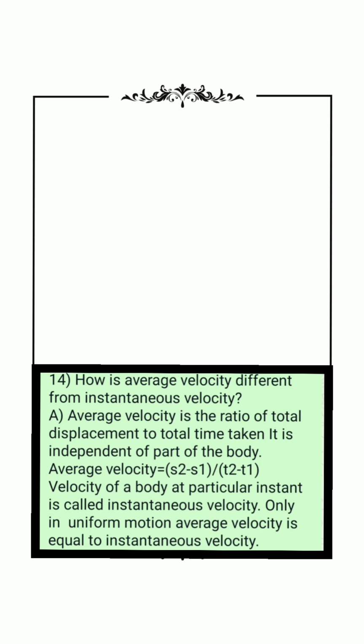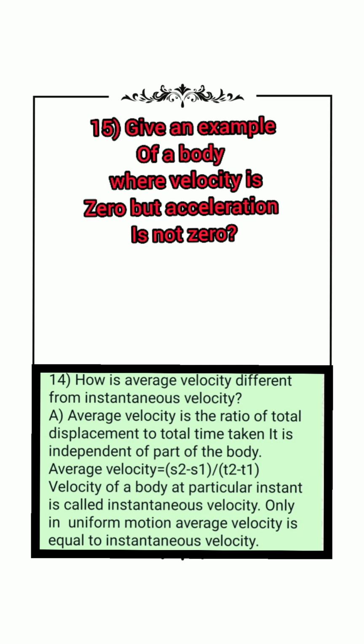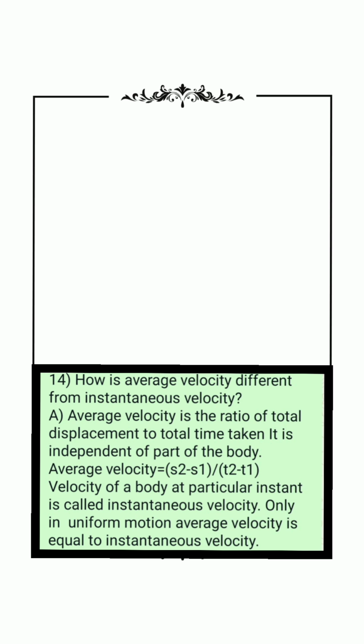15. Give an example where velocity of an object is 0 but acceleration is not 0. A. For a body thrown upwards, at maximum height its velocity is 0 but acceleration is not 0. It acts towards the center of the earth. 16.